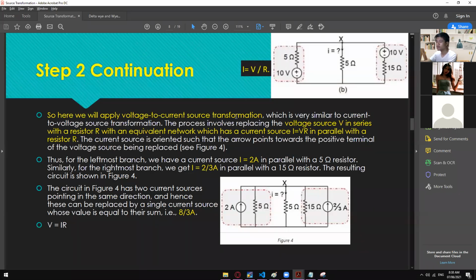For step number two, we are already done with this one. We have already converted this voltage source into this current source, and the same with this one. So here we can add those two. The circuit in figure 4 has two current sources pointing in the same direction, and hence this can be replaced by a single current source whose value is equal to their sum. So if we add 2 amps plus 2/3 amps, it will give us a value of 8/3 amps.